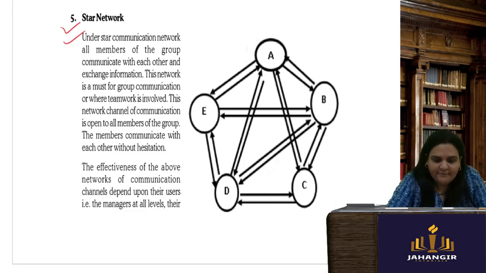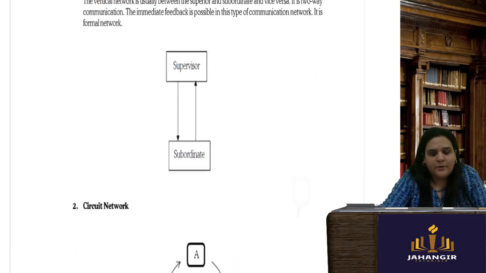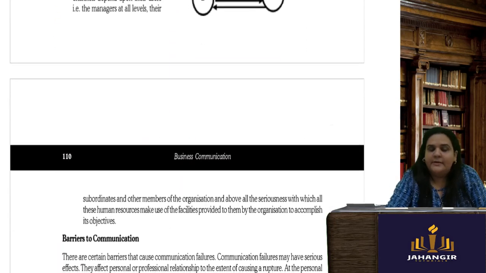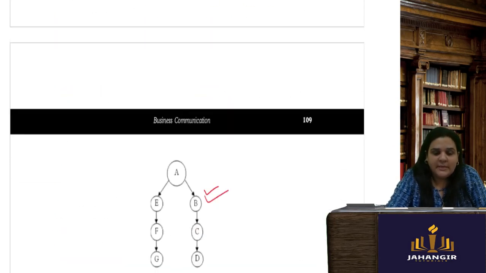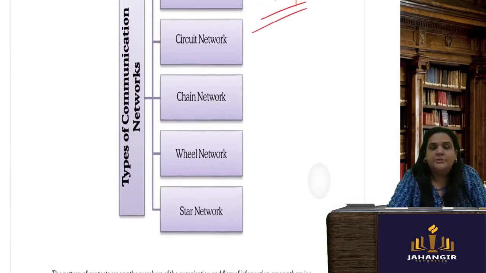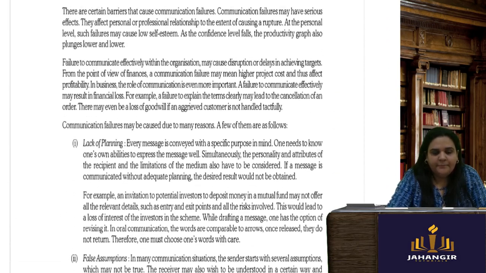Okay, so we saw five types. One is your vertical network. We have circuit, chain, wheel, and star network. So these are the important networks of business communication. Okay, communication networks. Point number 8 is clear.